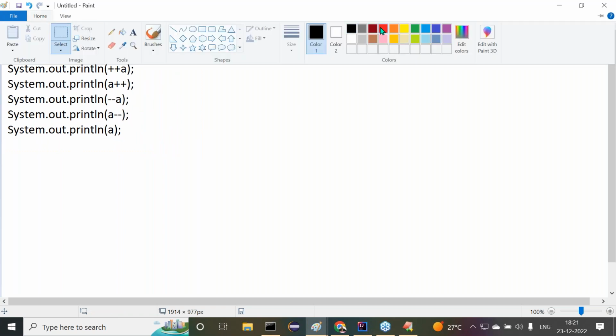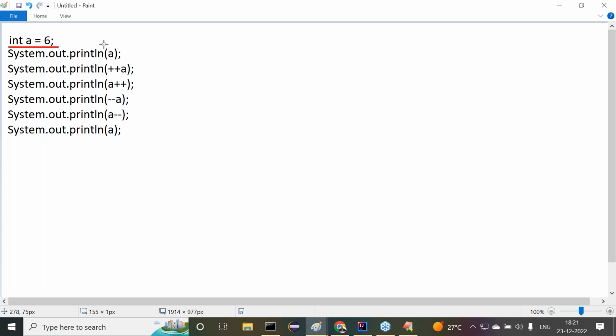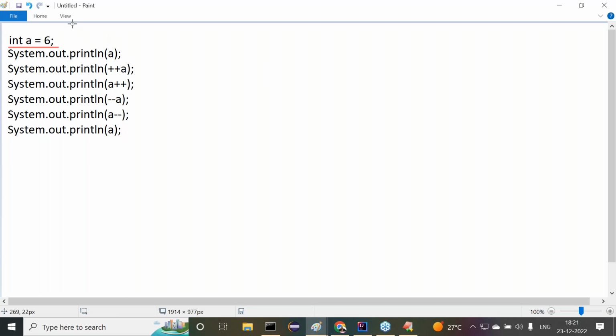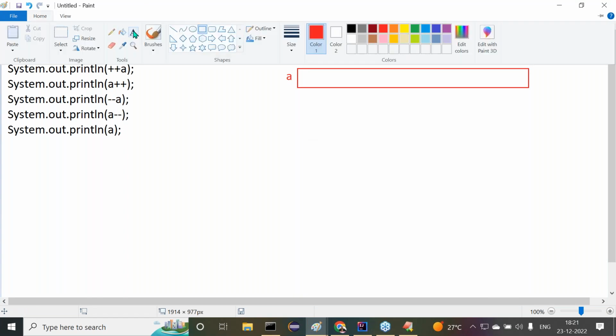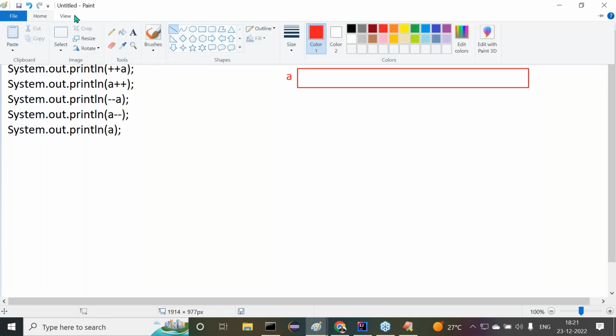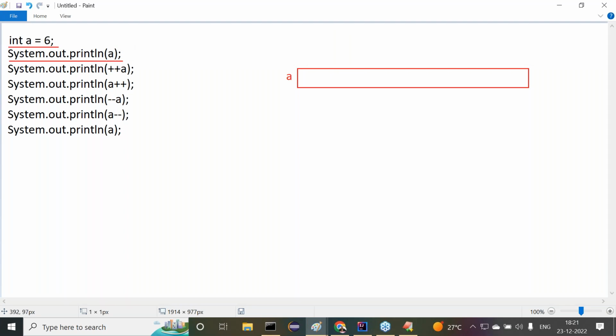Now whenever the JVM executes this particular instruction, int a is equal to 6, then immediately the a variable will have 4 bytes of memory. Then we have System.out.println of a, directly the a value. What is the a value here? We are able to provide 6. The first output is 6.